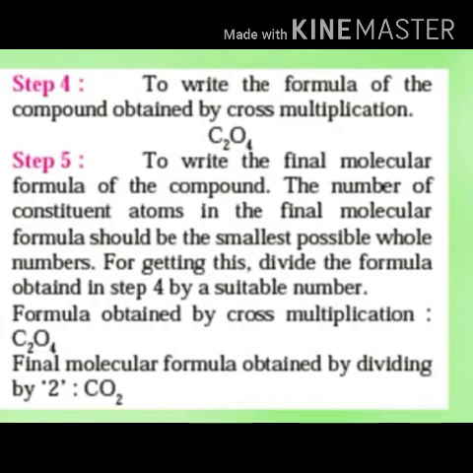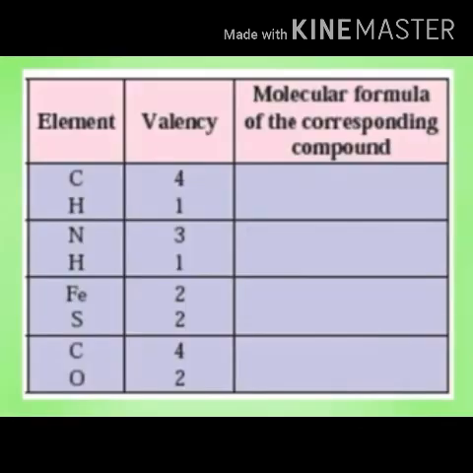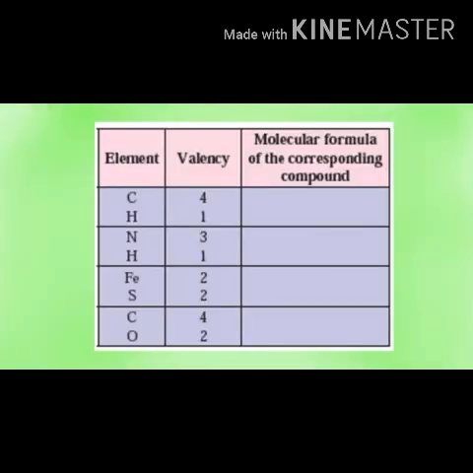Formula obtained by cross multiplication is C2O4. To obtain the final molecular formula, divide C2O4 by 2. Hence, the molecular formula is CO2, that is carbon dioxide. Pairs of elements and their valencies are given in the following table. Use them logically to deduce the molecular formula of the compounds. Let us start completing the table. First two elements are carbon and hydrogen and valencies are 4 and 1. So let us cross multiply them. Cross multiplying, we will get CH4, that is methane.